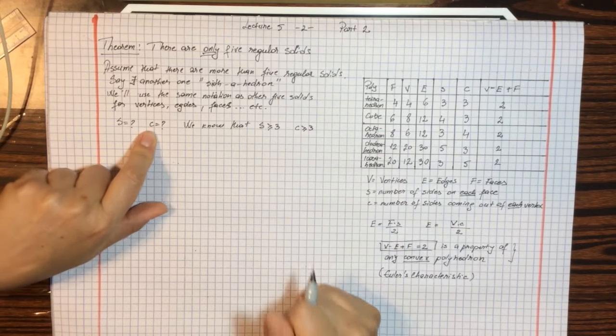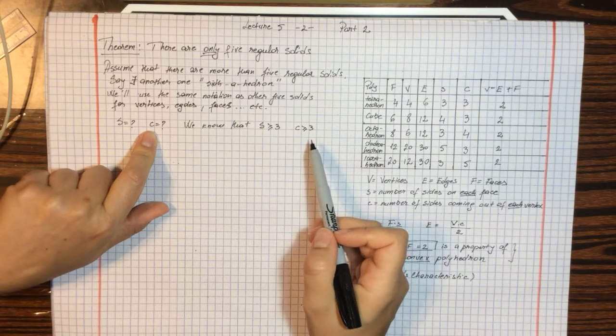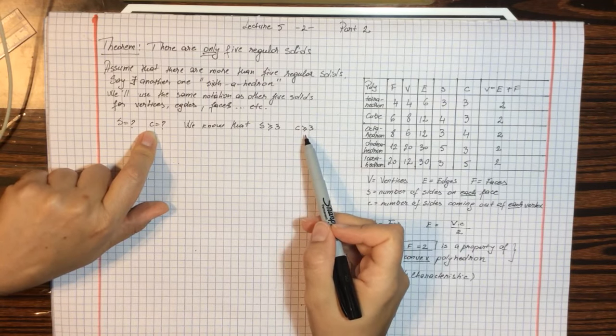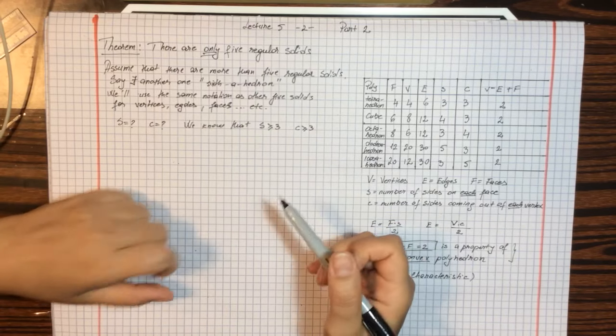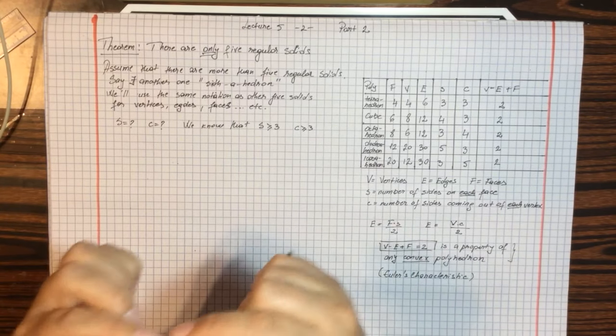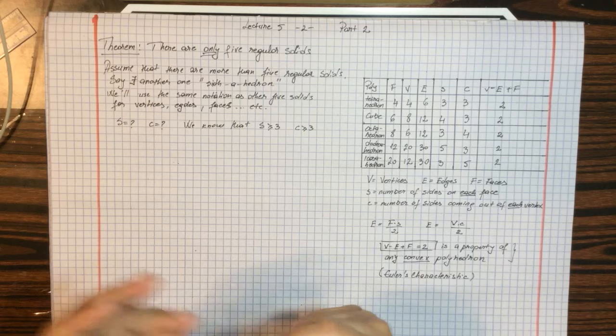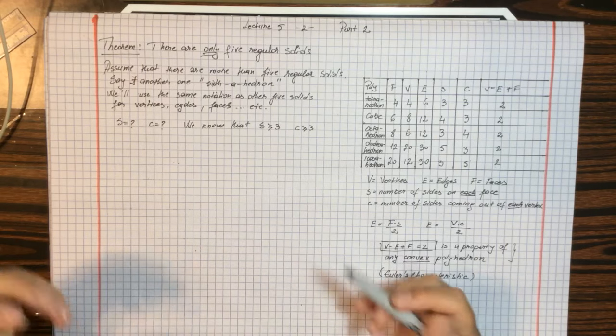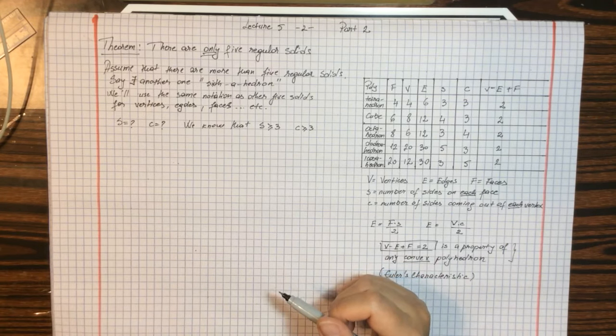The same thing with C. C has to be greater than or equal to 3, meaning it has to be at least 3, because if it's not, then it's not actually a corner in three-dimensional space. It takes at least 3 sides coming out from a point to form a corner in three dimensions.